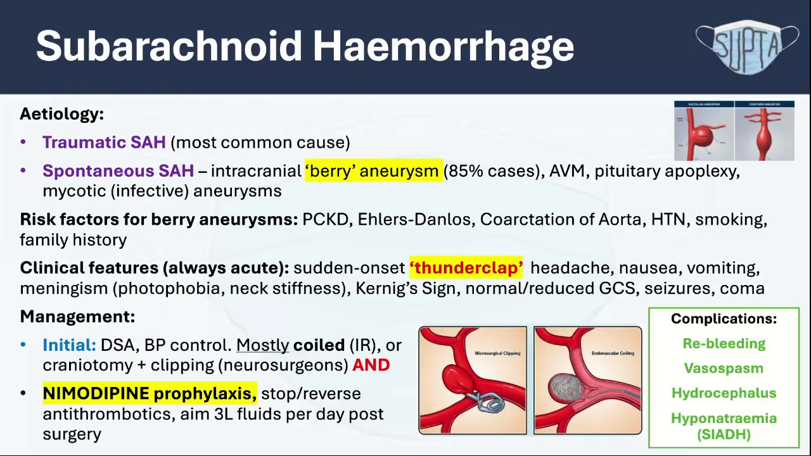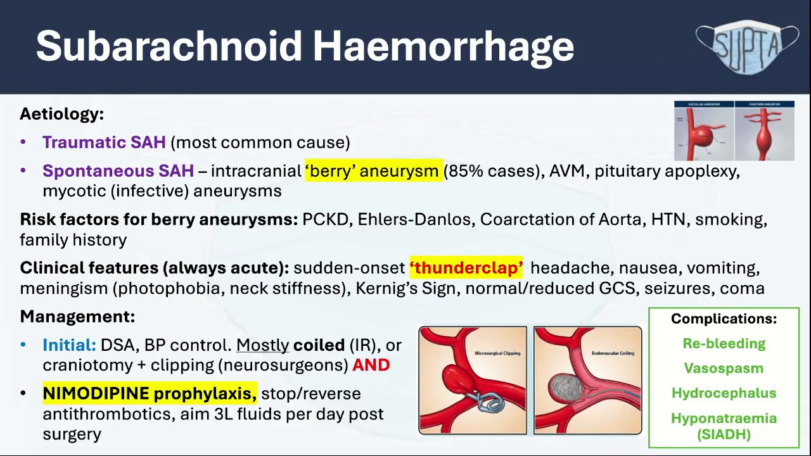Important risk factors of berry aneurysms are things like polycystic kidney disease, which is a good exam question, Ehlers-Danlos syndrome, coarctation of the aorta, hypertension, smoking, family history, and all those cardiovascular risk factors. Family history is also really important, so it's a good one to note. These all either reflect vessel wall weakness, increased hemodynamic stress, or both.